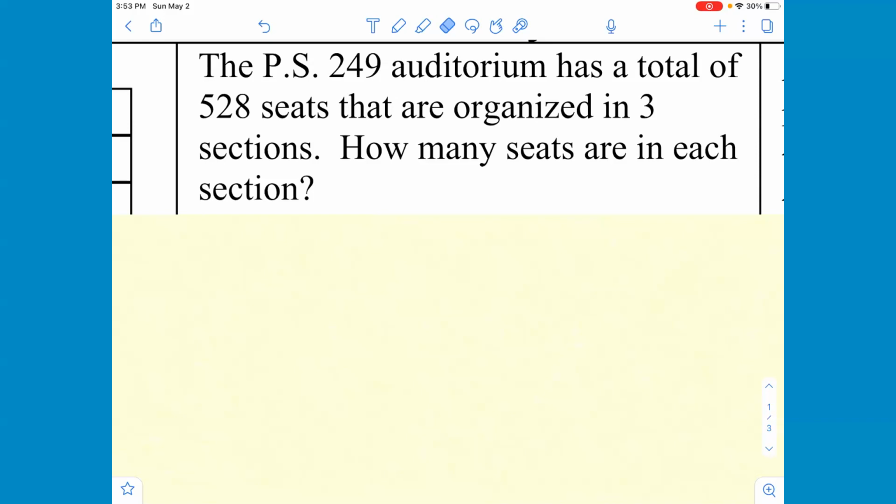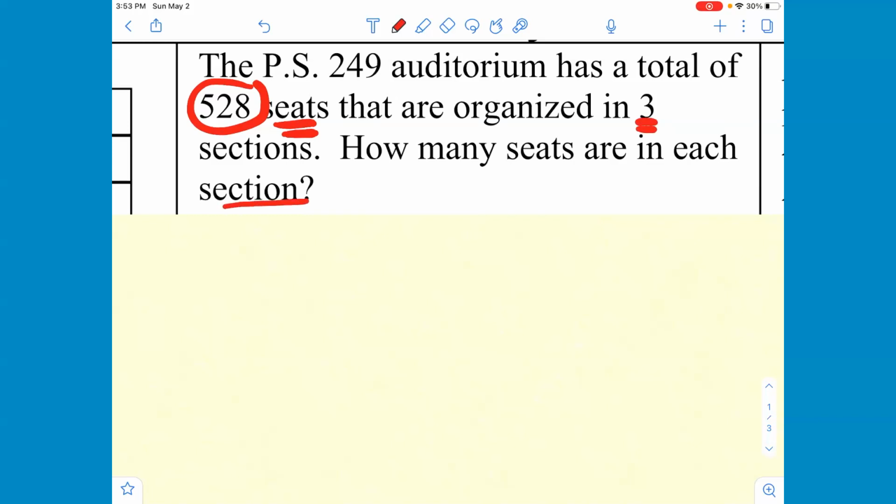Hey friends, we're getting ready for our state assessment this week, and I wanted to do a quick review of division with you. So let's take a look at this problem. The PS249 auditorium has a total of 528 seats that are organized into 3 sections. How many seats are in each section?